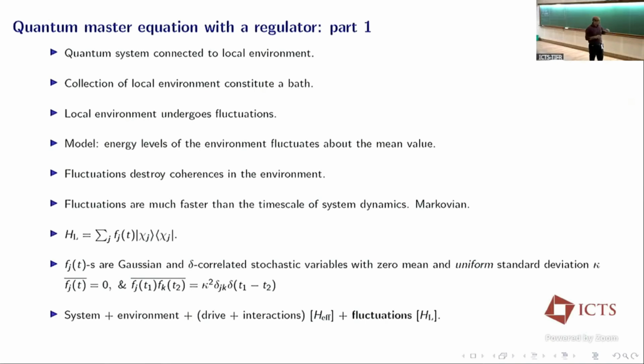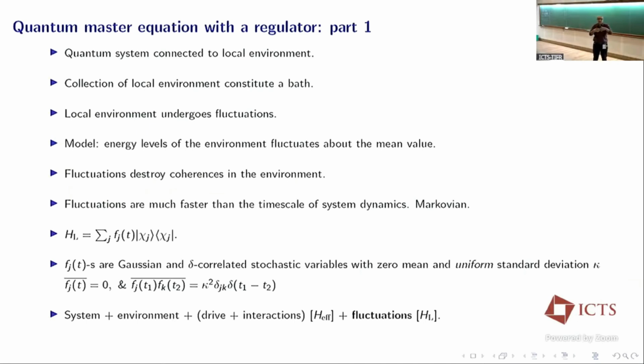Again, our motivation is NMR spectroscopy, where the spins are embedded in molecules. So each spin or system is connected to a local environment. It gets influenced by the local environment, and this collection of all the molecules, like a big water bath, is the thermal bath. So it's a collection of local environments that constitute a bath. Then each local environment, each molecule, can undergo fluctuation.